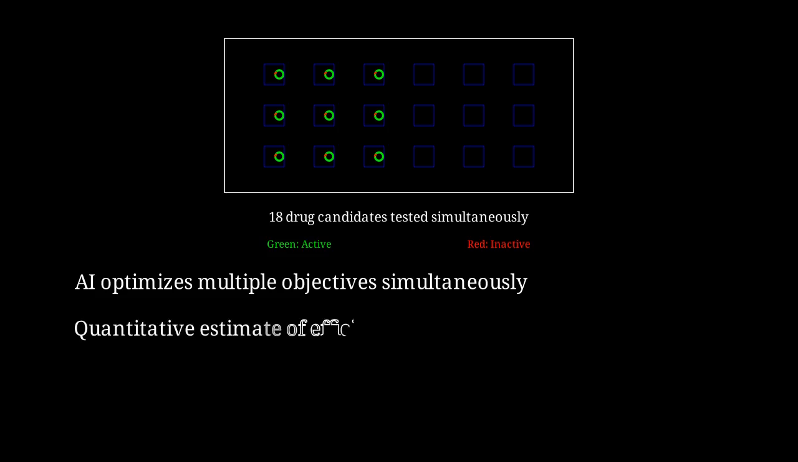Let's estimate the efficiency gain. A traditional approach might require testing 100 concentration combinations for each of 20 drugs, totaling 2,000 experiments. Each experiment takes 1 day. That's over 5 years of work. 100 concentrations times 20 drugs equals 2,000 experiments. 2,000 days is 5.5 years of continuous work.